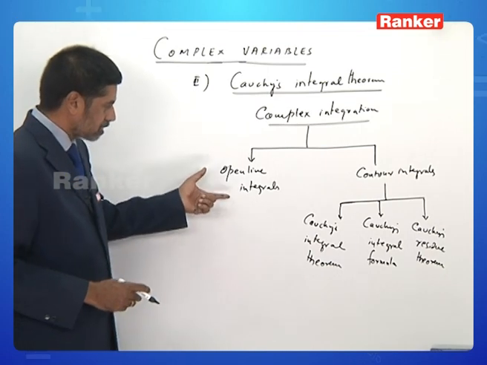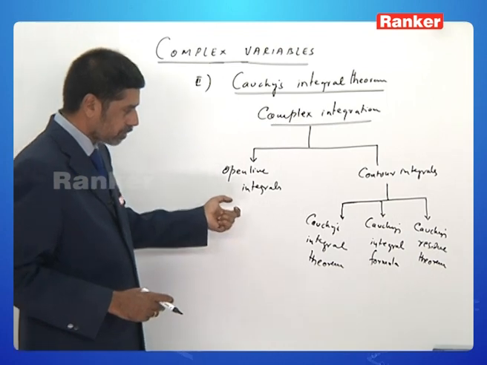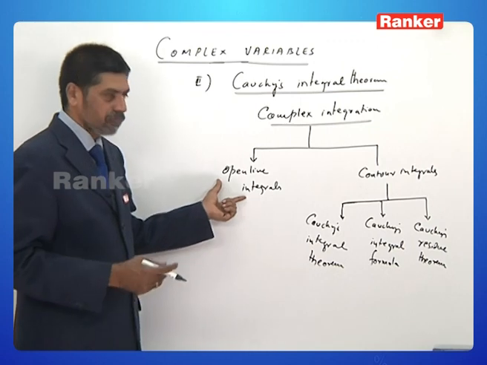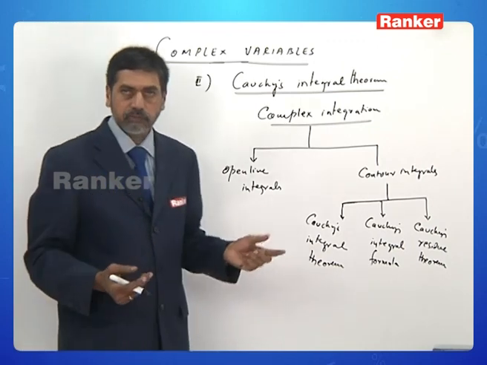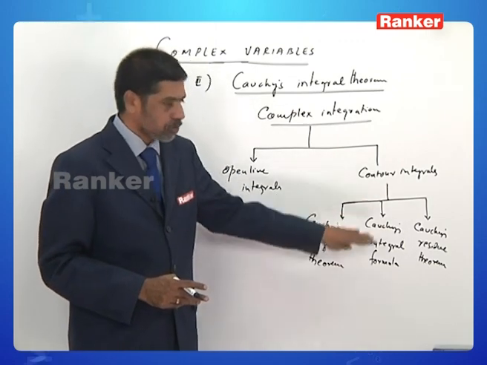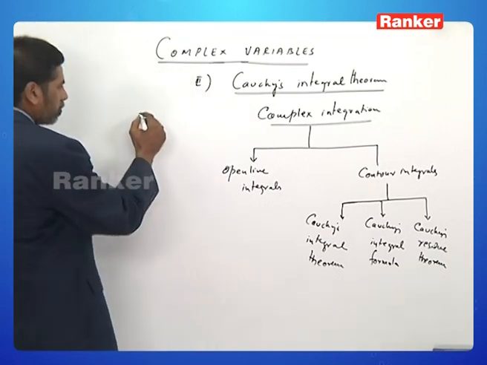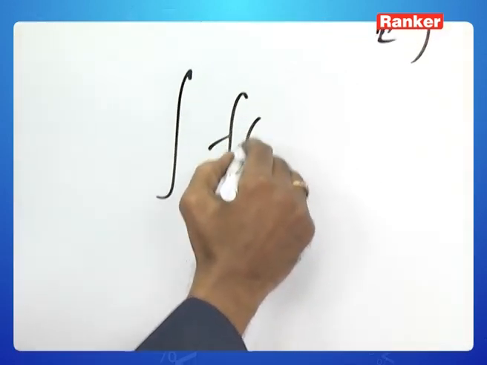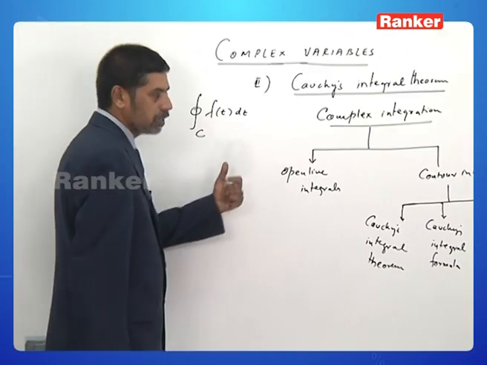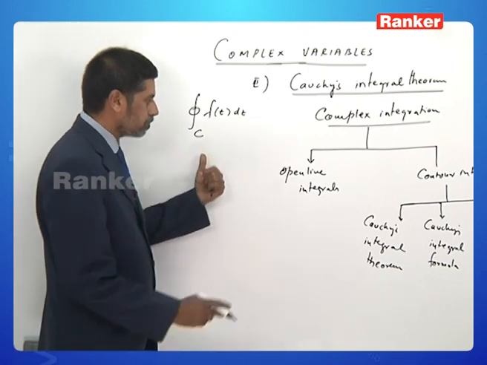Well, we will not spend much time on complex line integrals of the open type because most of the important theories lie in this one. These open line integrals are very similar to what we do in vector line integrals. So, we will focus directly on the contour integrals. Now, all of you know what a contour integral is. A contour integral typically looks like this: integral f of z dz over a contour C.